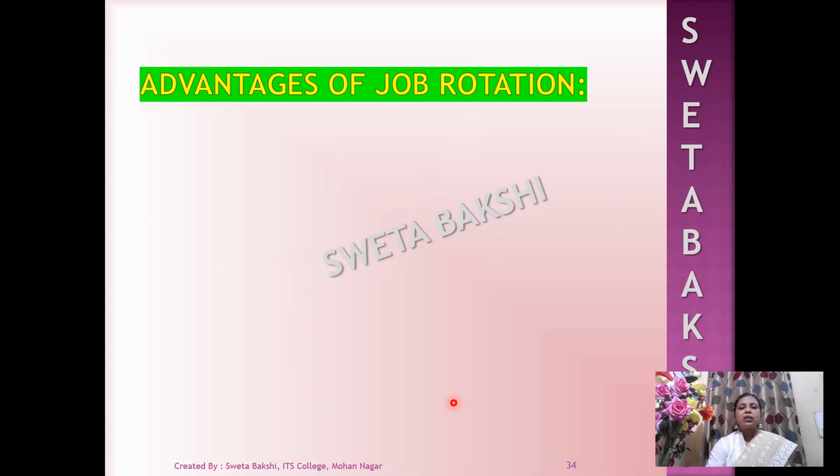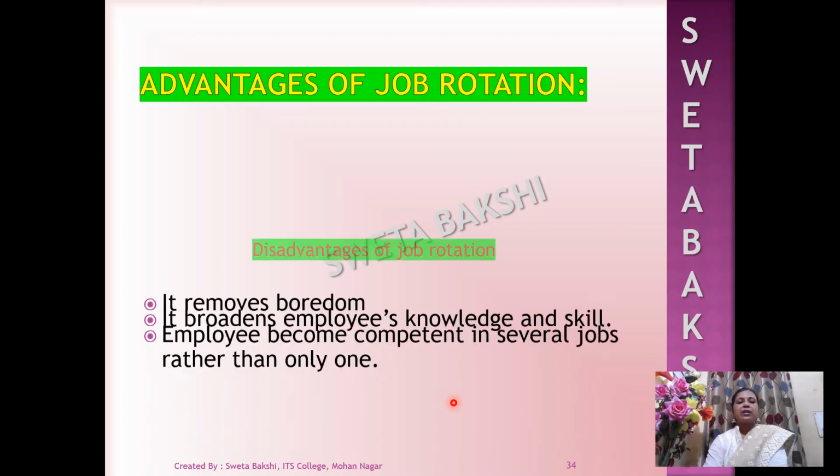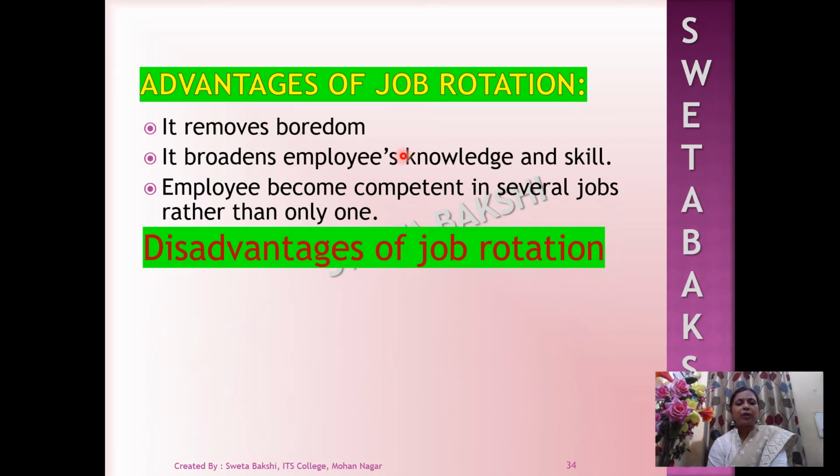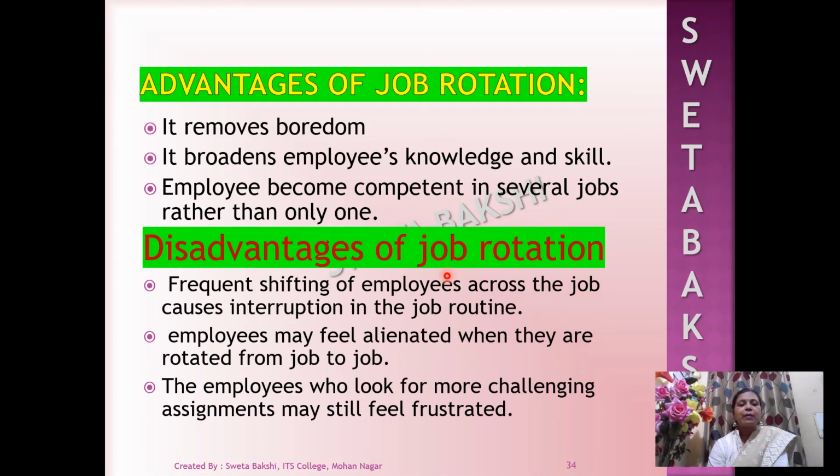Now let us understand the advantages of job rotation. It removes boredom and broadens employees' knowledge and skills. Employees become competent in several jobs rather than only performing one individual task. The disadvantages of job rotation are that frequently shifting employees across jobs causes interruption in the job routine. Employees may feel alienated when they are rotated from one job to another. Employees who seek more challenging assignments may still feel frustrated.